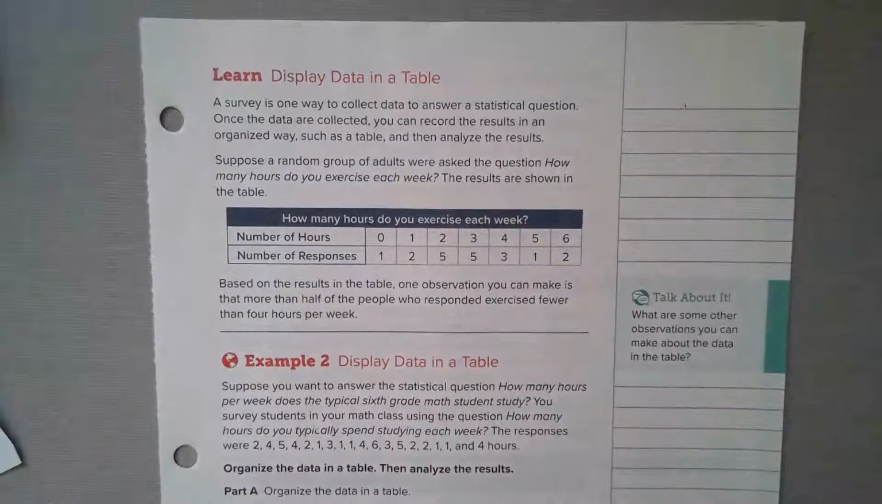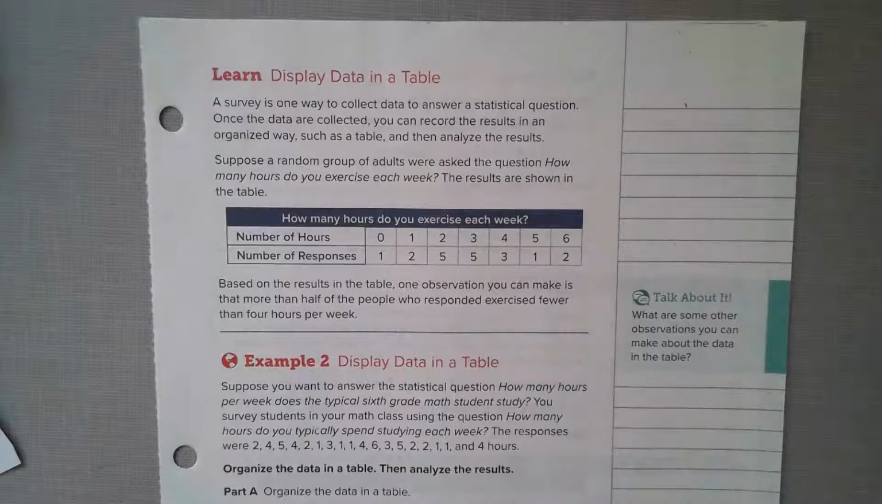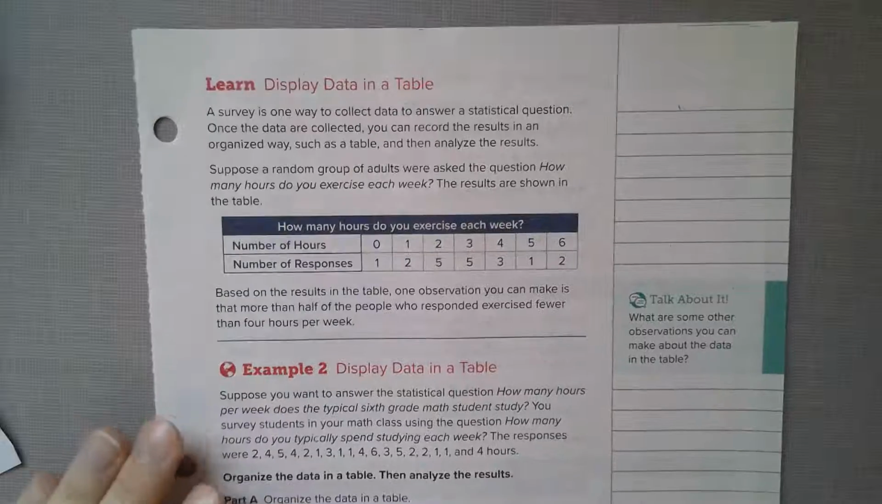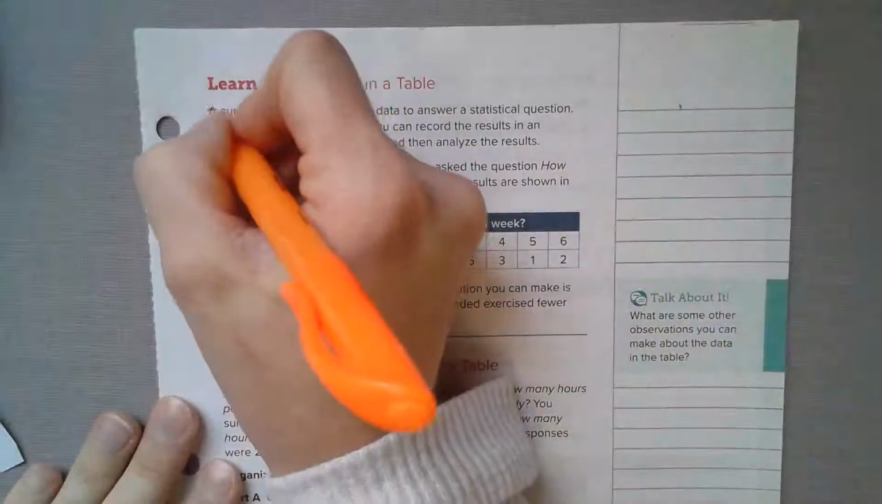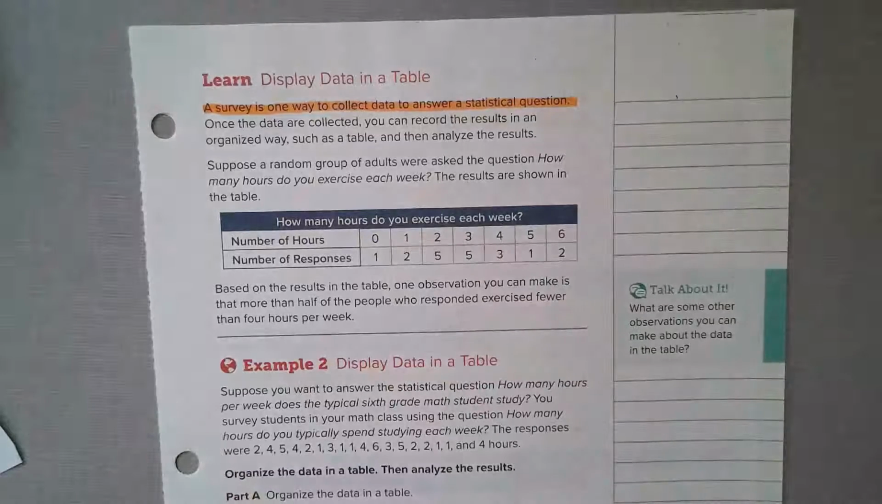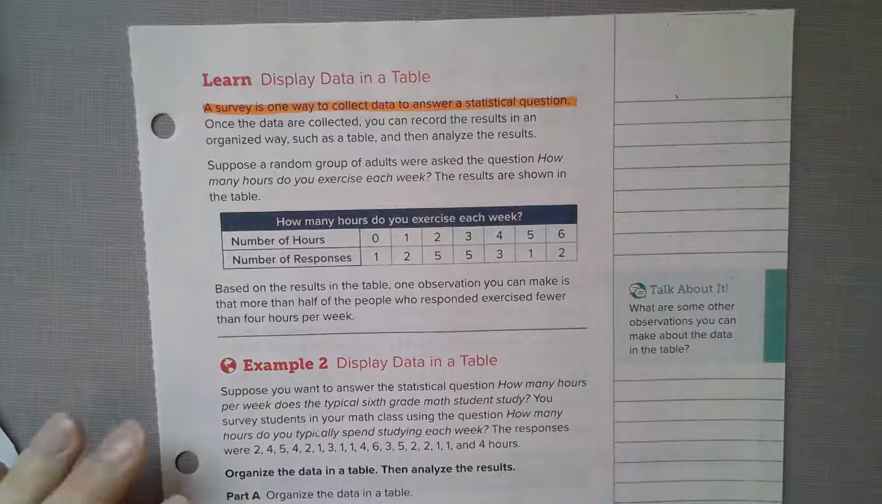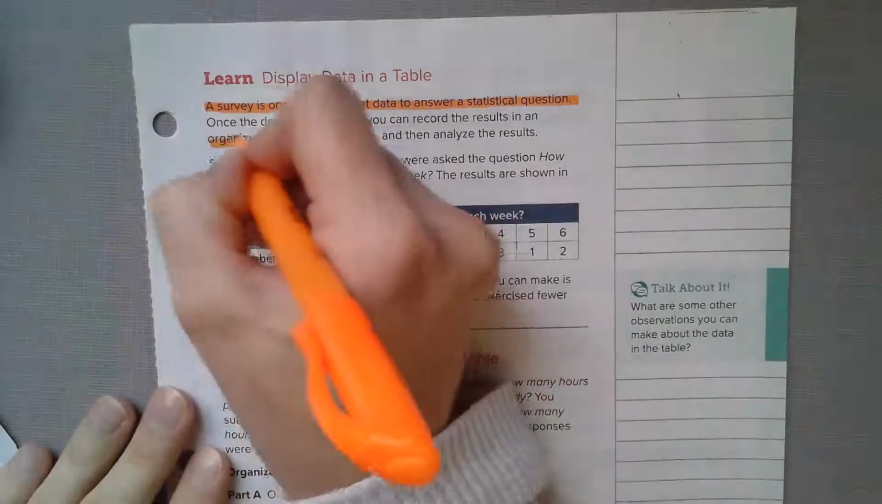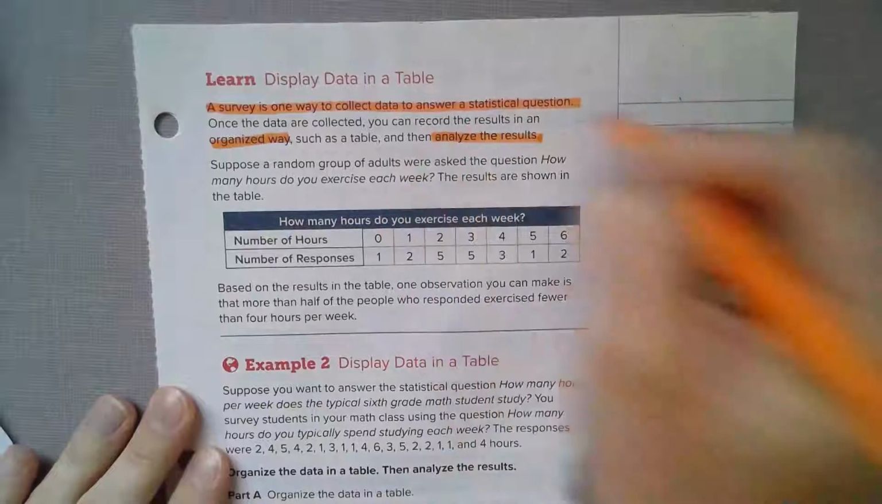Display data in a table. A survey is one way to collect data to answer a statistical question. Let's highlight that. Once the data are collected, you can record the results in an organized way, such as a table, and then analyze the results. So organized, so you can analyze.